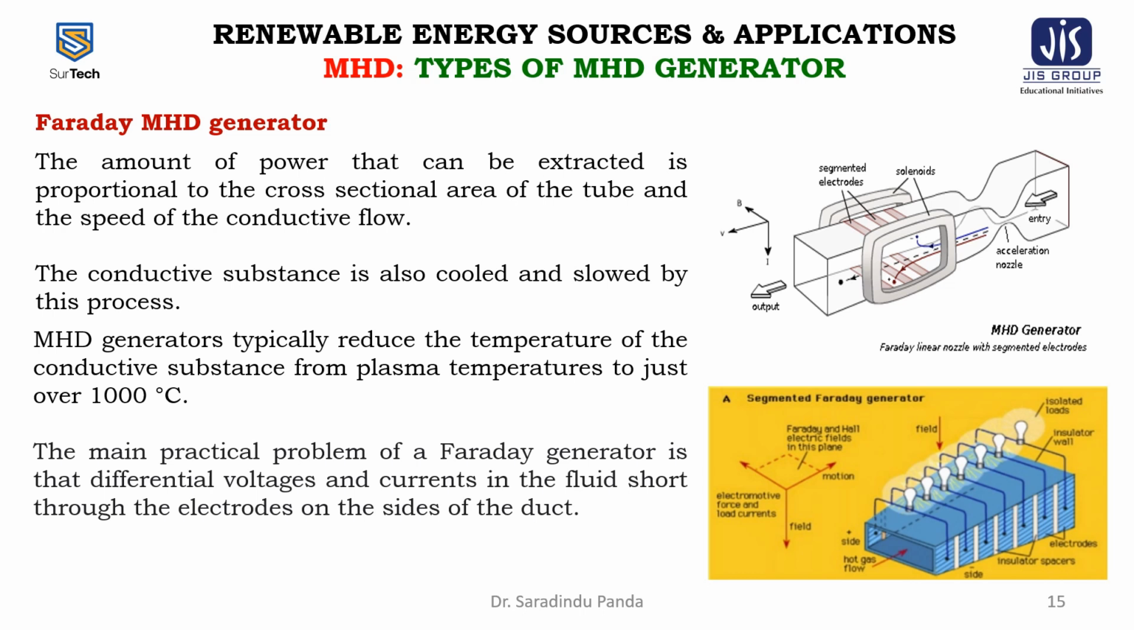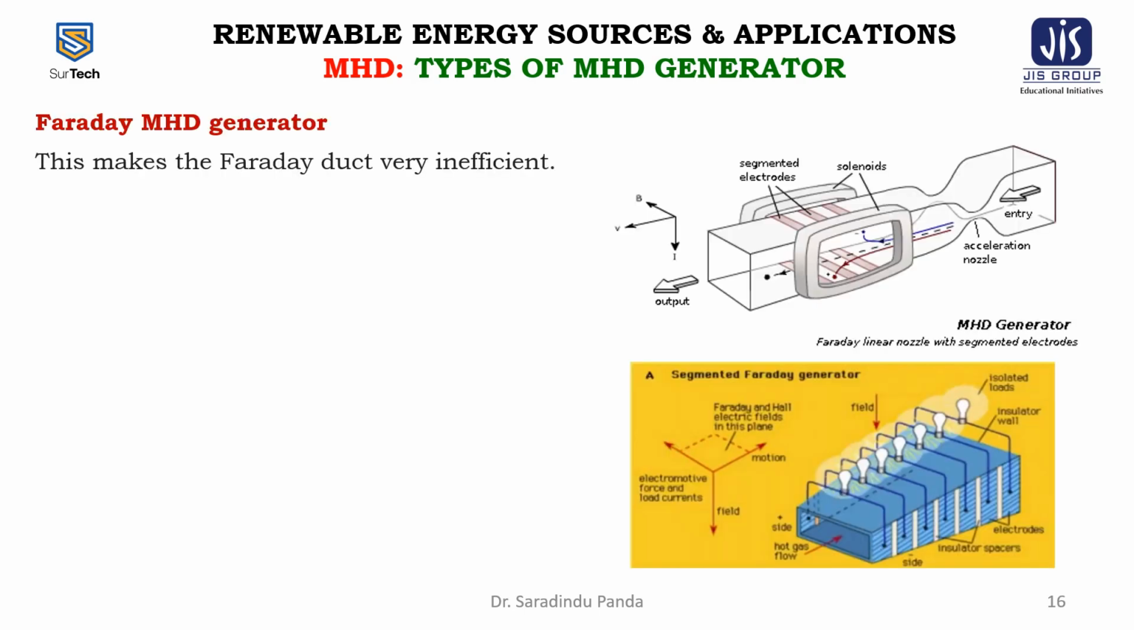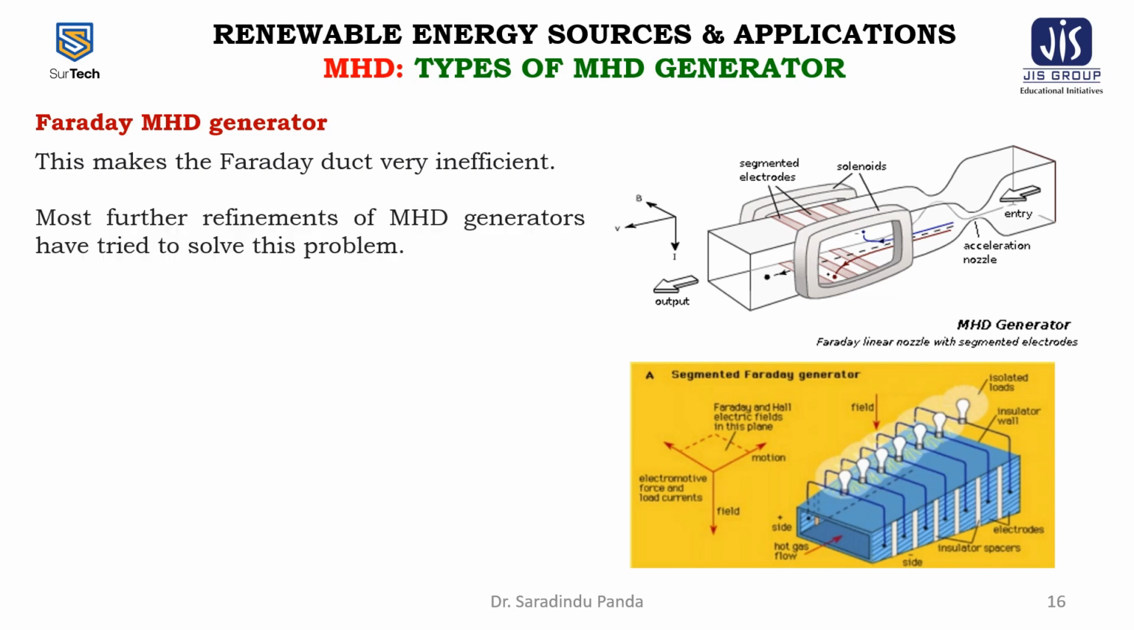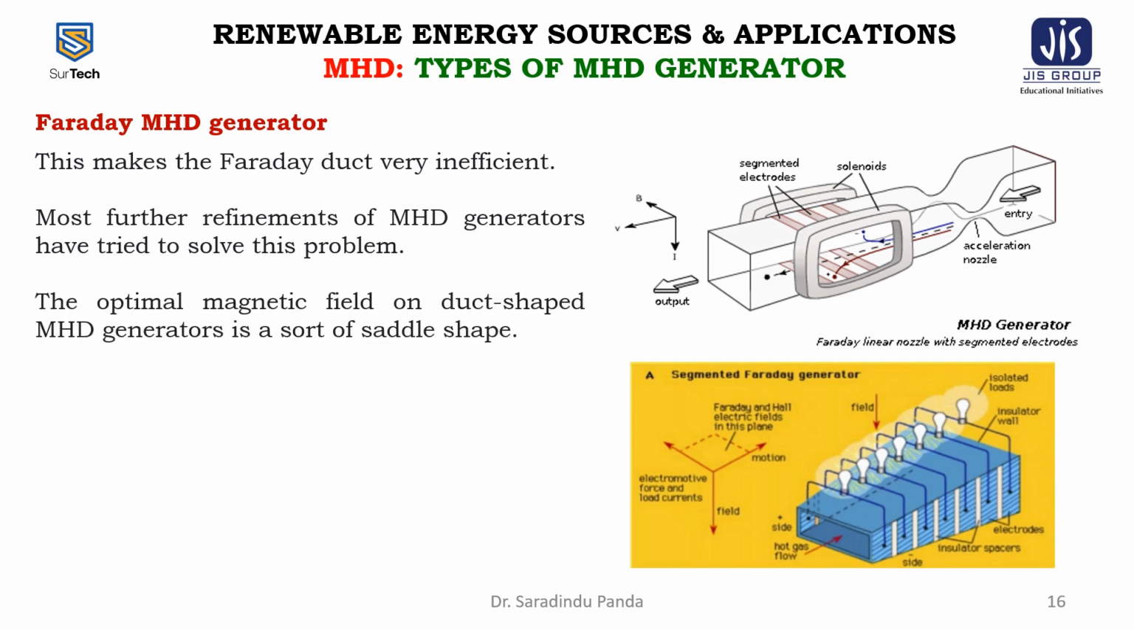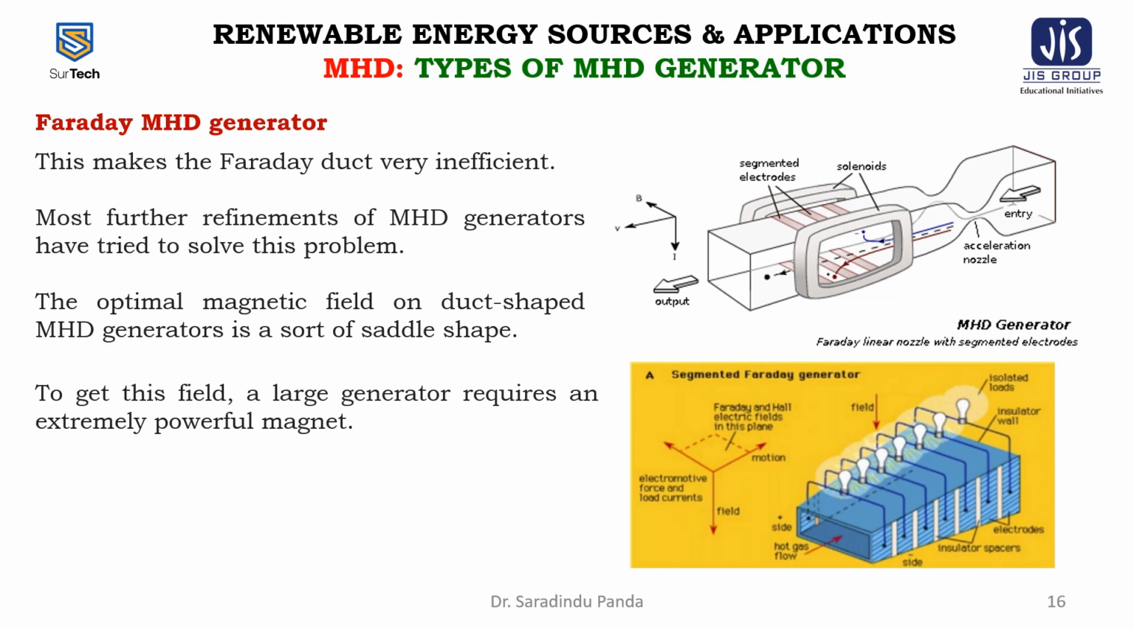The main practical problem of a Faraday generator is that differential voltages and currents in the fluid short through the electrodes on the side of the duct. The most powerful burst is from the Hall effect current. This makes the Faraday duct very inefficient. Most further refinements of MHD generators have tried to solve this problem. The optimal magnetic field on the duct-shaped MHD generator is a sort of saddle shape. To get this field, a large generator requires an extremely powerful magnet.